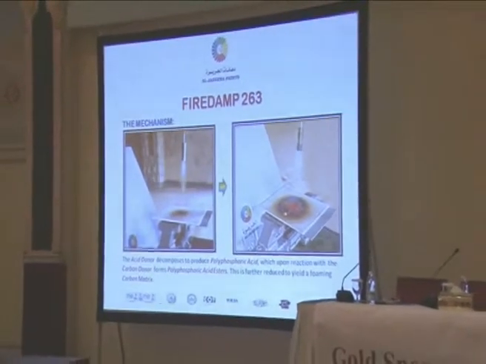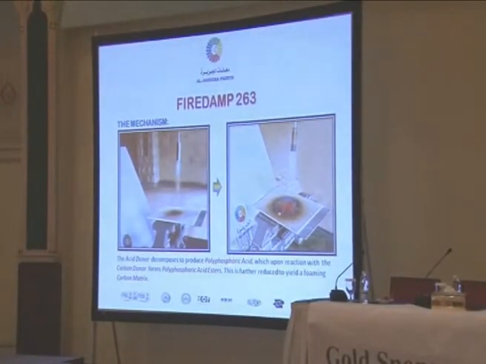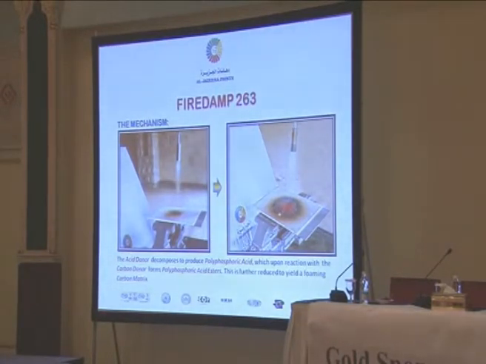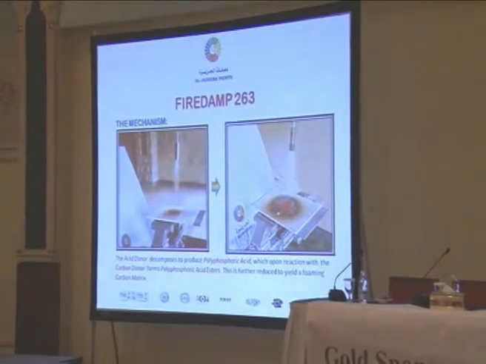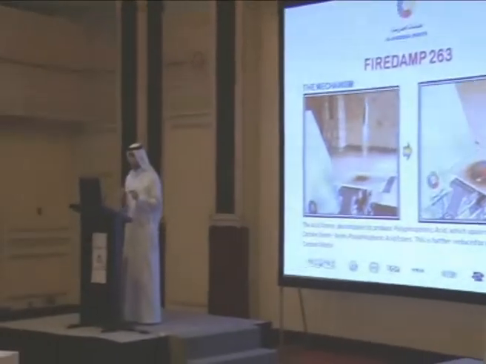And then there is an acid donor which exists in the composite of the paint. It will start to decompose to produce polyphosphoric acids. And the polyphosphoric acid will start to react with the carbon donor, also in the composite of the paint, and form the polyphosphoric acid ester. Later on, the carbon matrix will be produced and swell to delay the heat transfer from the fire source to the steel or the substrate of the steel structure.